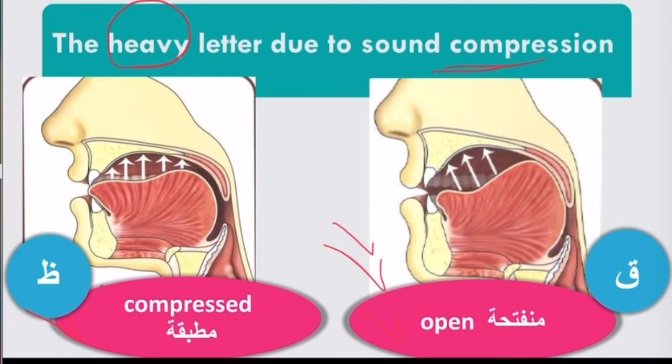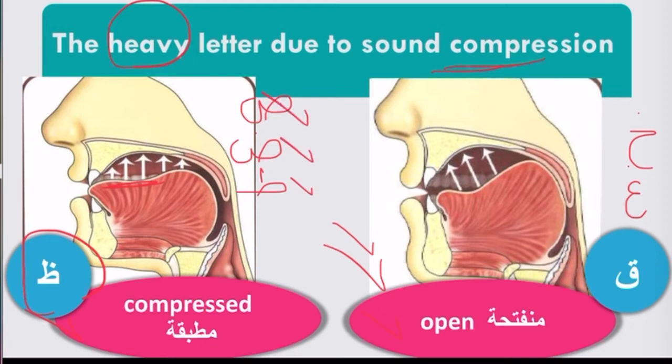Like ظاء, the sound is compressed between the surface of the tongue and the roof of the mouth. If we need to divide the Arabic heavy letters into مطبقة and منفتحة, we have خاء منفتحة, صاد مطبقة, ضاد مطبقة, غين منفتحة, طاء مطبقة, and ظاء مطبقة. So for the Arabic heavy letters that are مطبقة, we have صاد, ضاد, طاء, and ظاء.